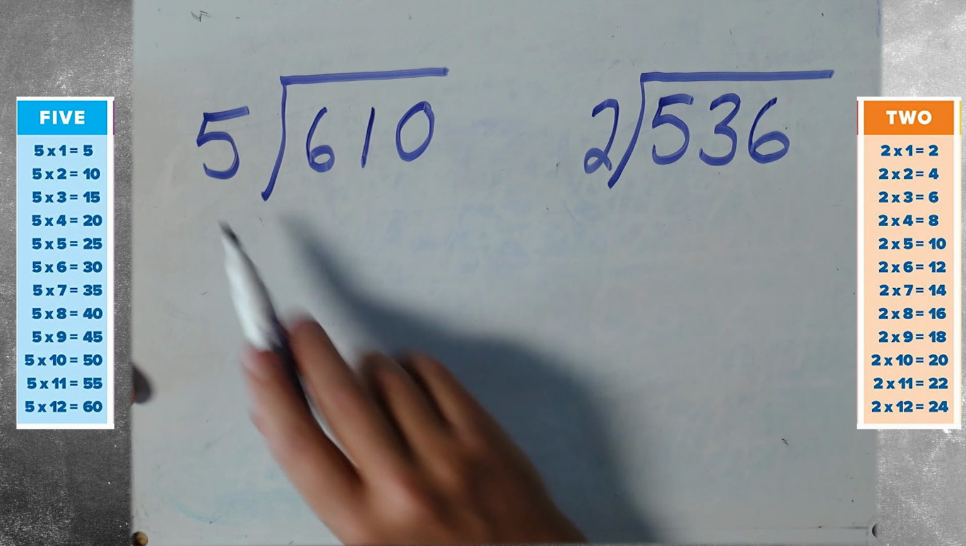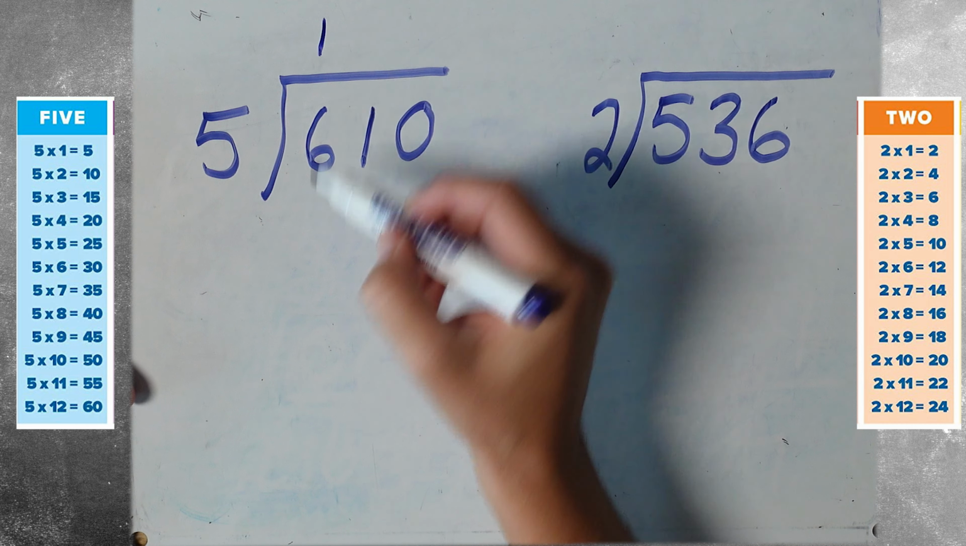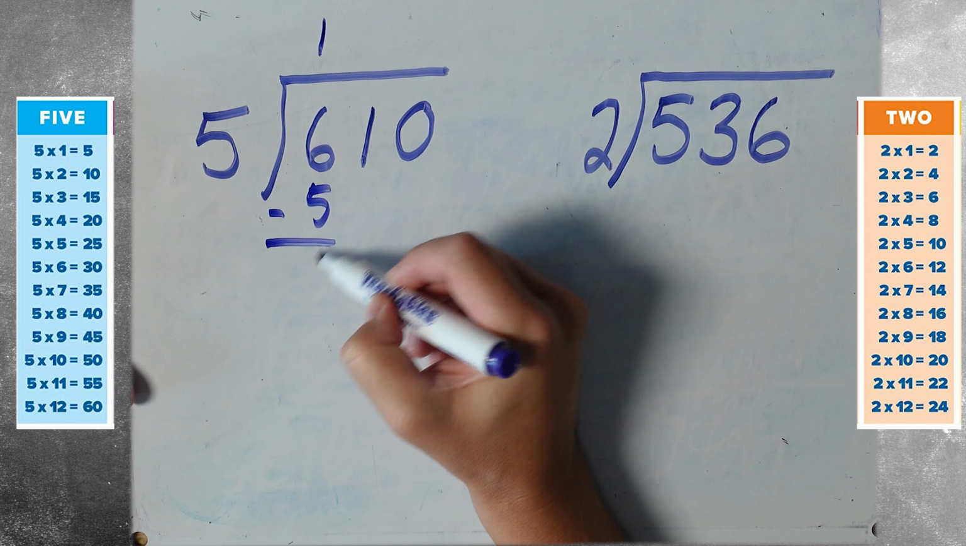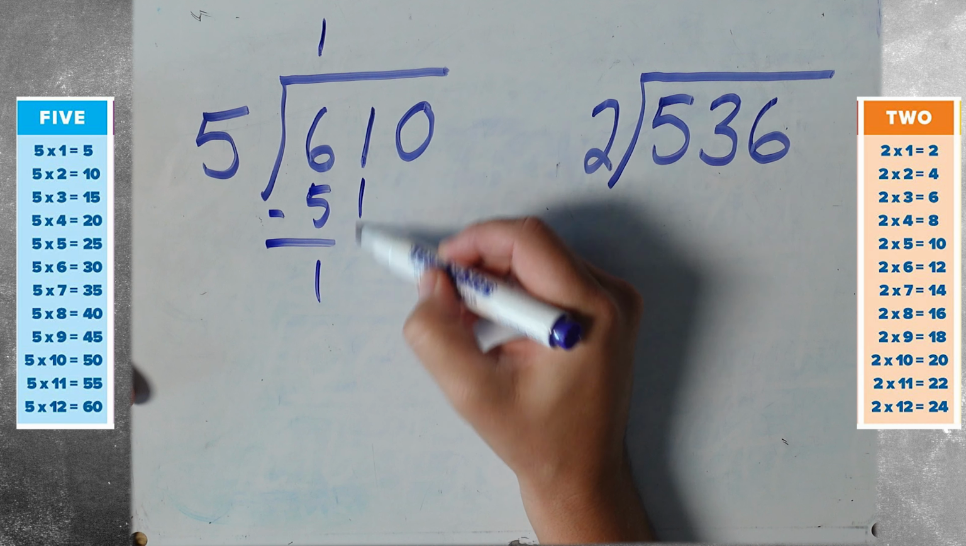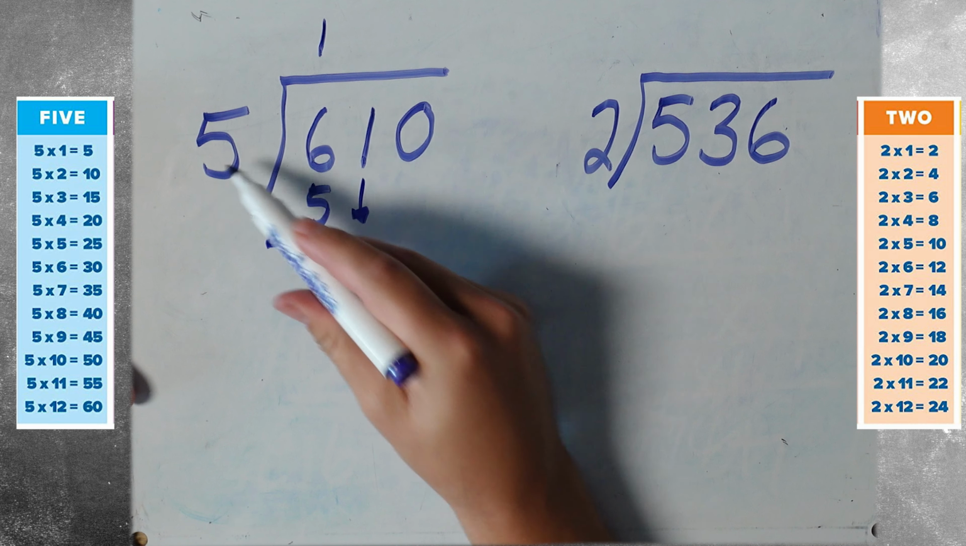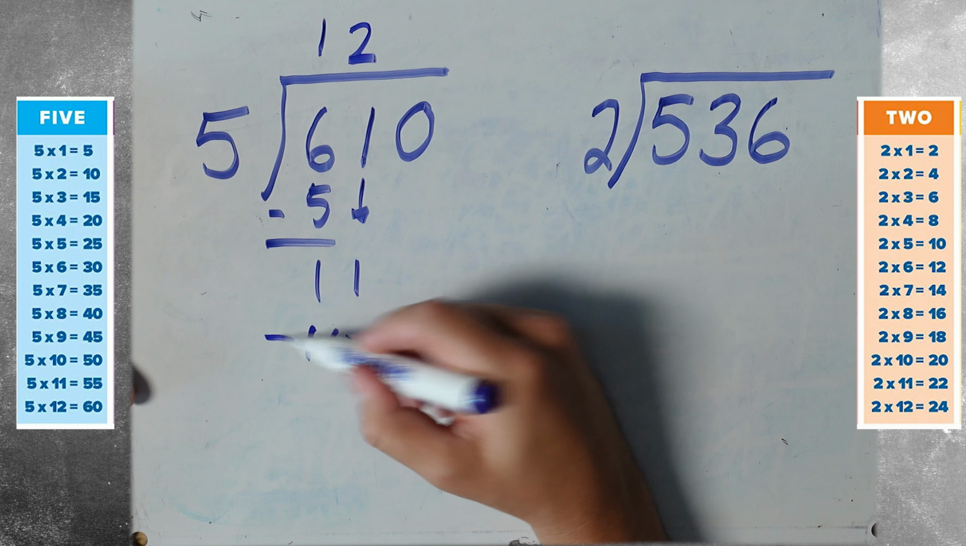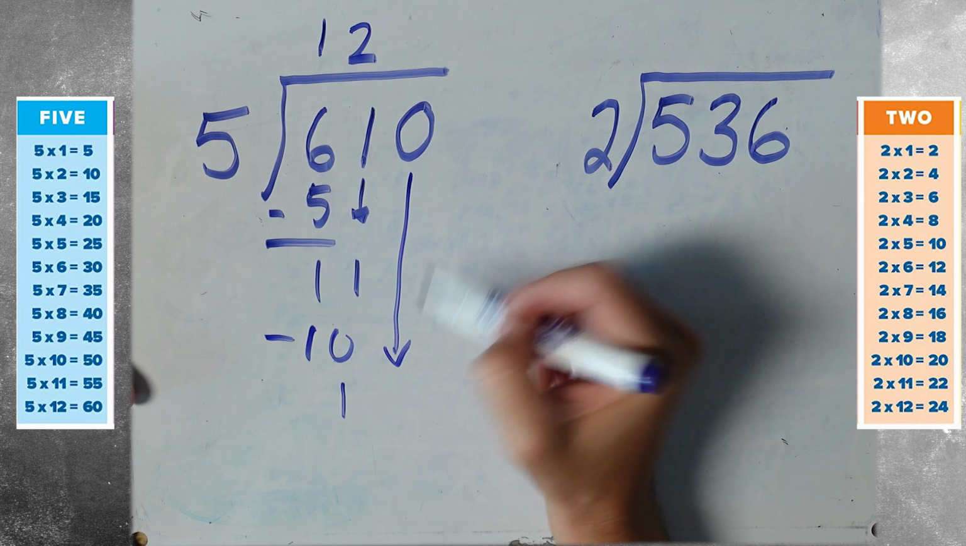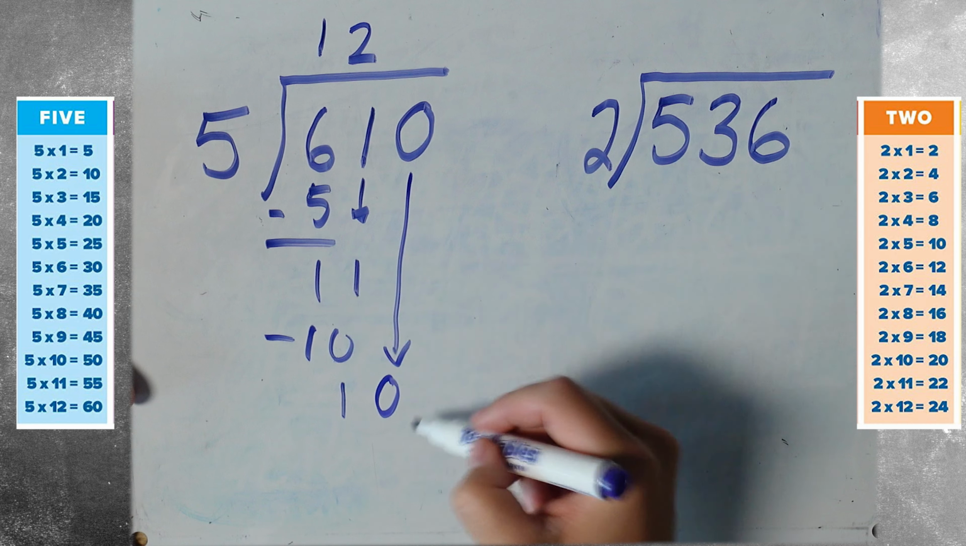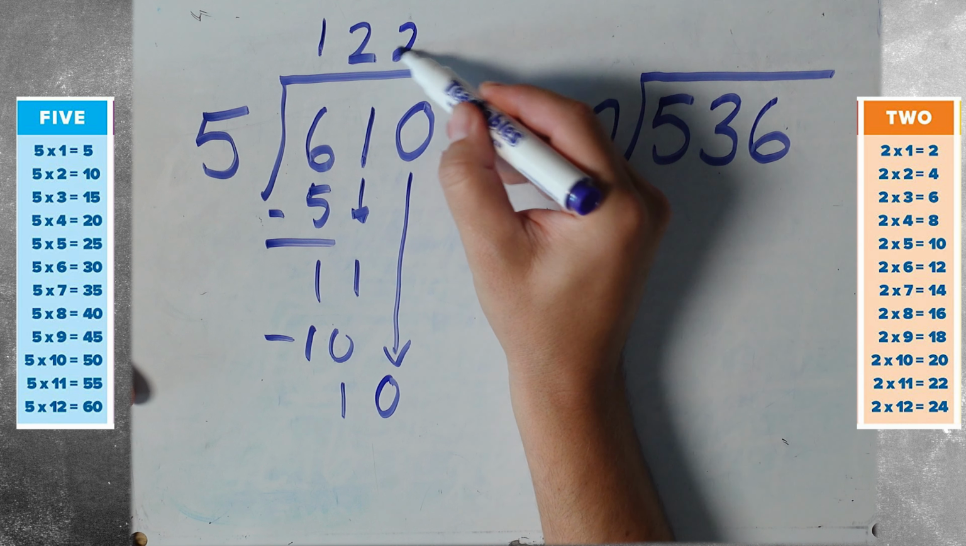All right, let's mark. How many 5's go into 6? 1. And there's 1 remainder. We're going to bring the 1 down. How many 5's go into 11? 2. With 1 remainder. We're going to bring the 0 down. How many 5's go into 10? It's going to go perfectly twice.